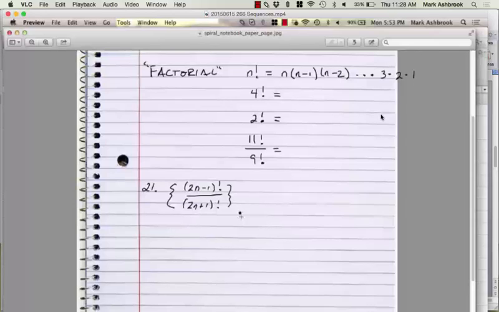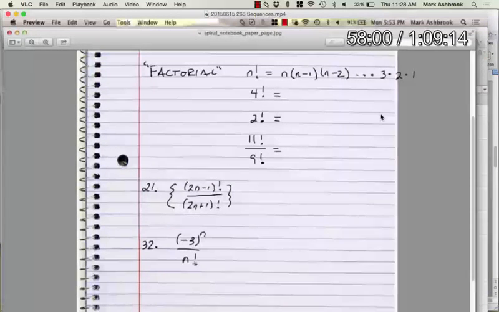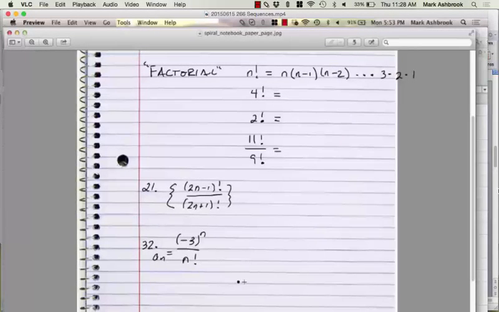How about this sequence? 2n minus 1 factorial over 2n plus 1 factorial. Convergent or divergent? See if you can figure it out. And here's a harder one.